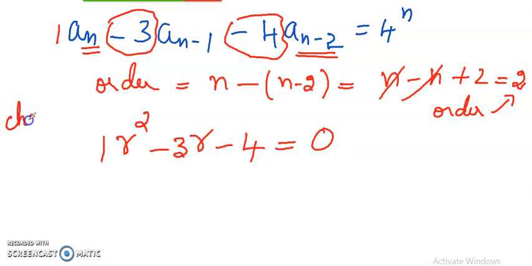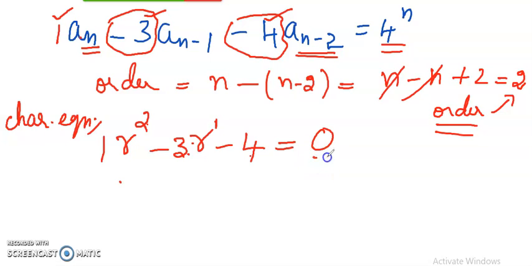While writing the characteristic equation, we have to consider the order of the equation. Here it is r square. The coefficient of a_n is 1, of a_(n-1) is minus 3, and of a_(n-2) is minus 4. So 1, minus 3, minus 4, taken in decreasing powers: r square, r power 1, then r power 0. Here you don't take 4 power n; we take 0 while writing the characteristic equation.